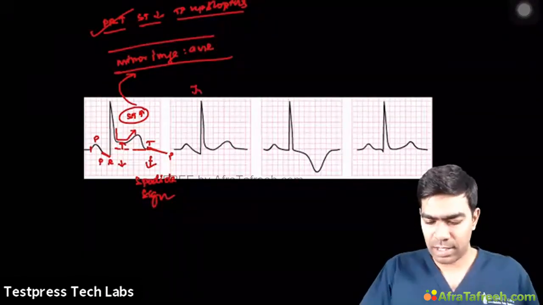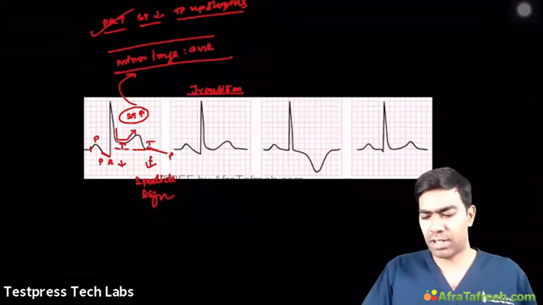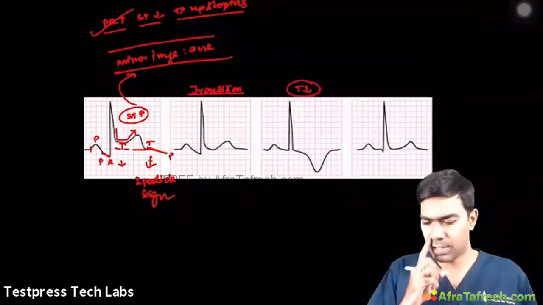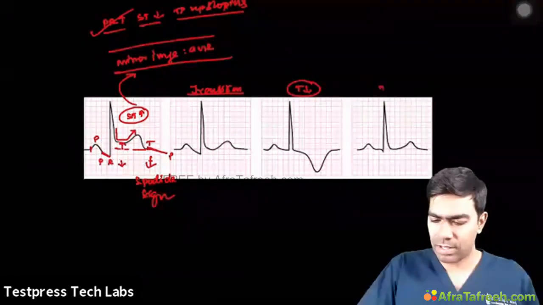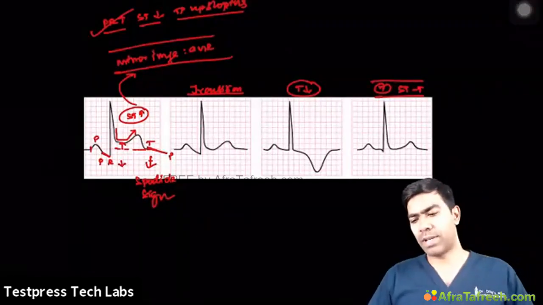And then there is a stage of transition where you might have a completely normal ECG. After that, you might start to develop T wave inversions. Then finally, you'll have a normal STT area, which means there won't be any problem after that. This is the complete normalization.